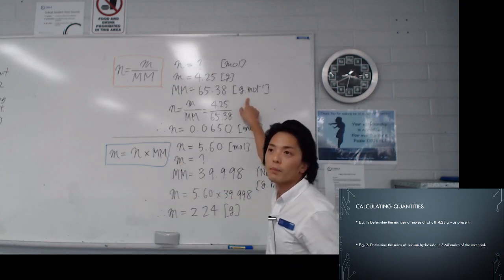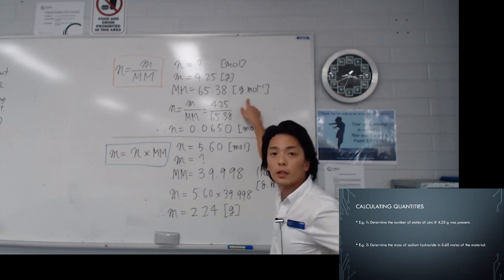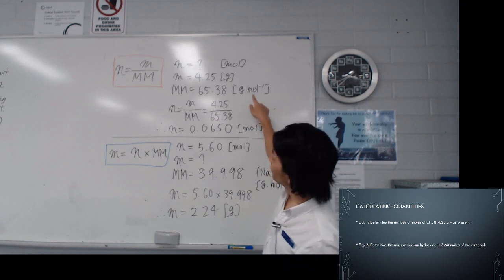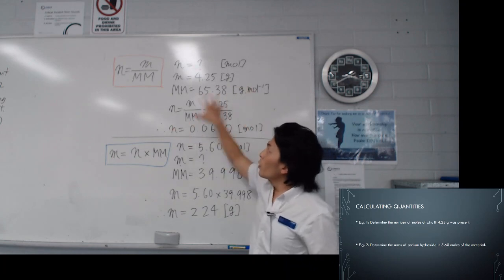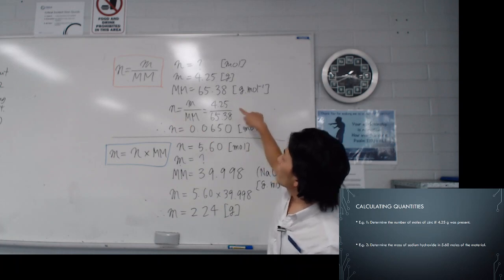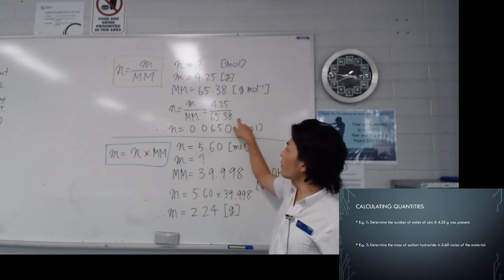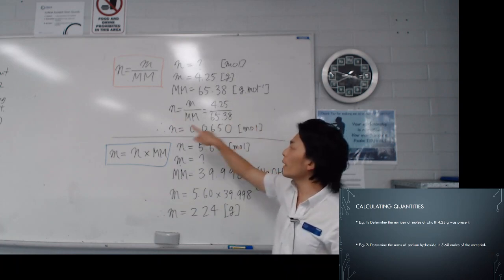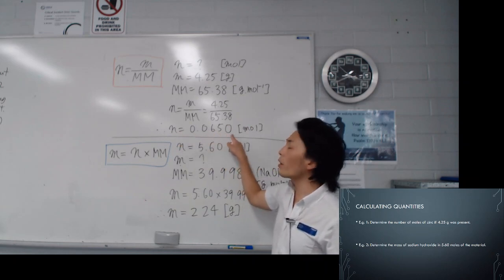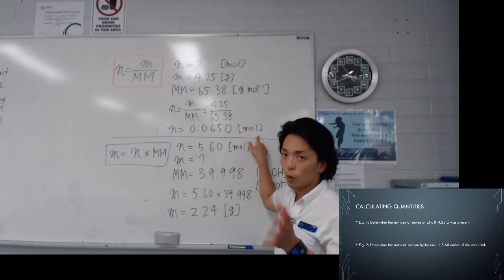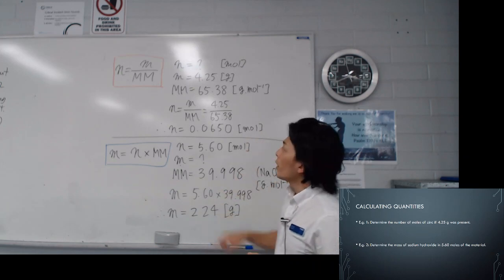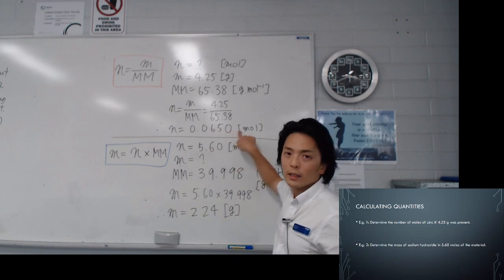Now this number can be found straight off the periodic table. I have a periodic table handy, you can find it in the Essentials as well. So this is for the zinc element. If you put these two numbers into this formula, 4.25 divided by 65.38, you can find the number of moles to be 0.0650 moles.